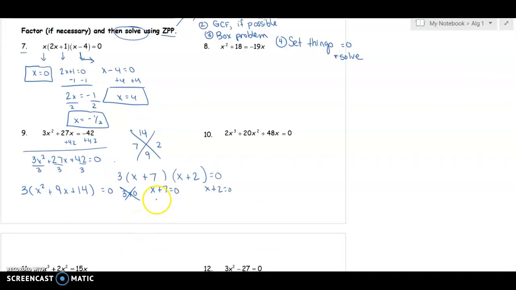So if I set x plus 7 equal to 0, I'm going to minus 7 on both sides. I get x equals negative 7. Minus 2 on both sides, I get x equals negative 2. All right, so those are going to be your answers.